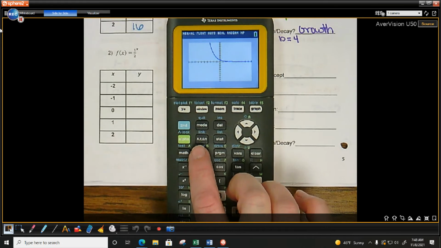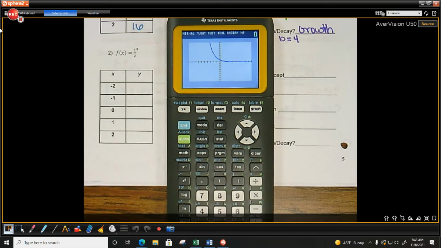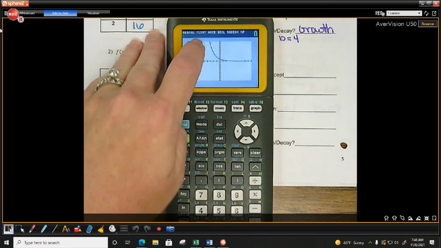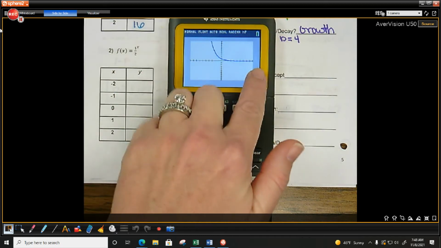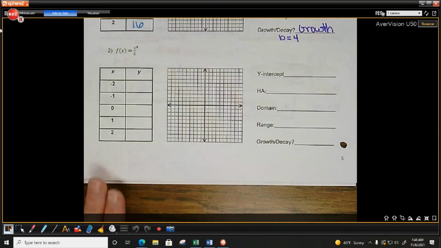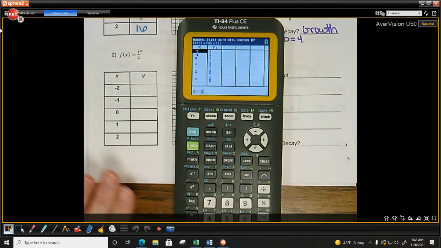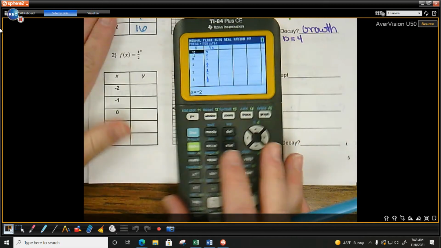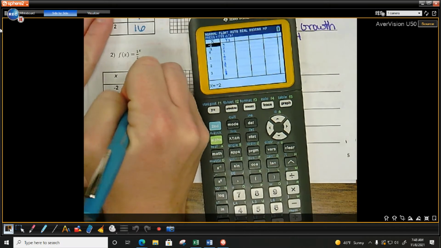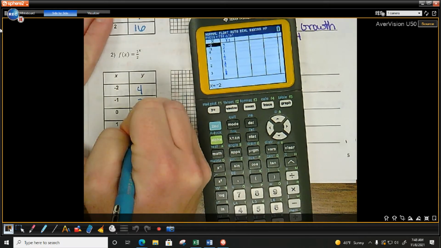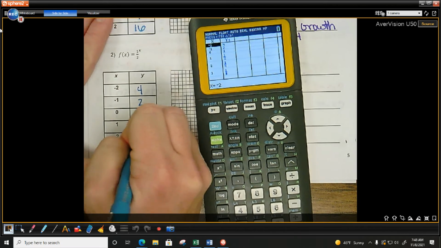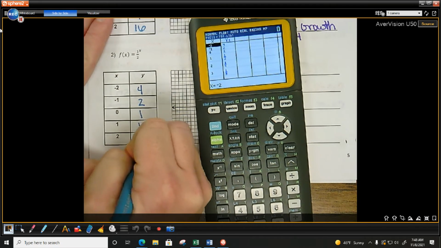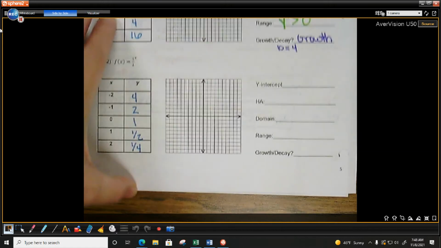Looking at this graph, what do we think this is? Is this a growth or a decay? A decay, because it starts up high and then it bottoms out on the right, or flat lines on the right. So let's go to our table to get our values. Negative 2 is at 4. Negative 1 is 2. 0 is 1. 1 is 1/2, and 2 is 1/4. Okay, so let's plot our values.